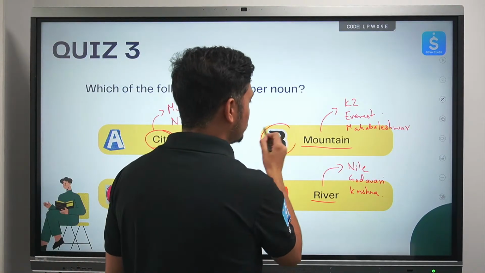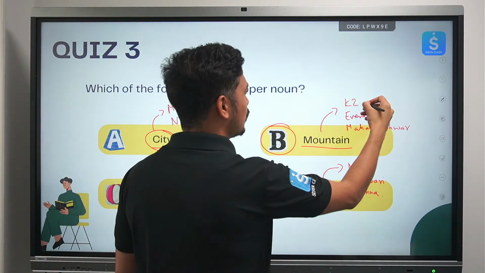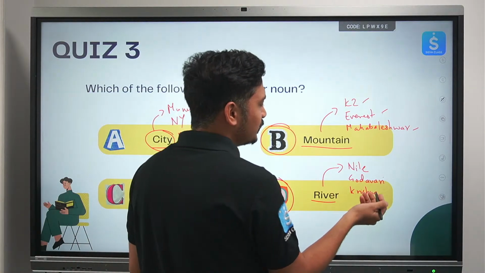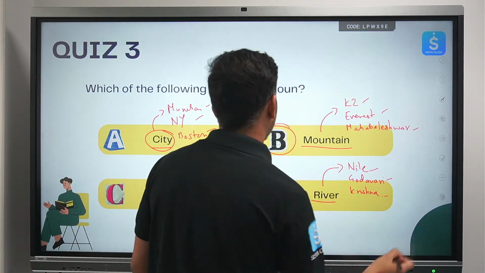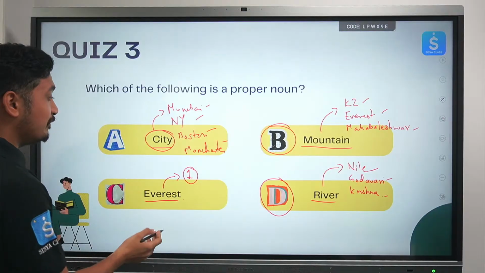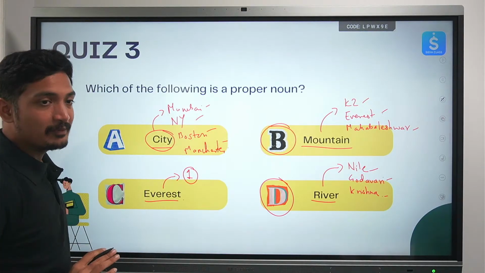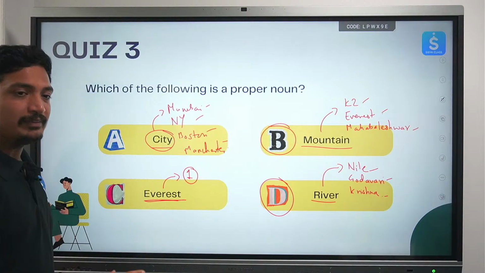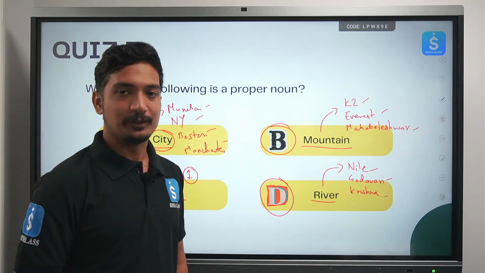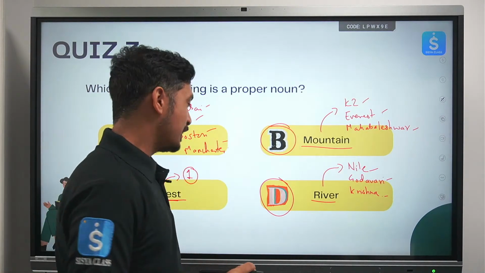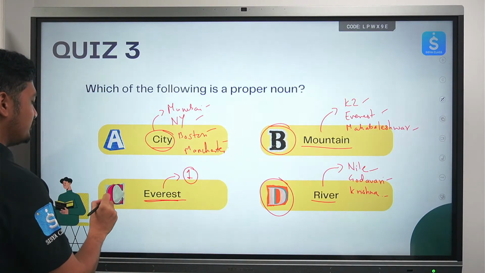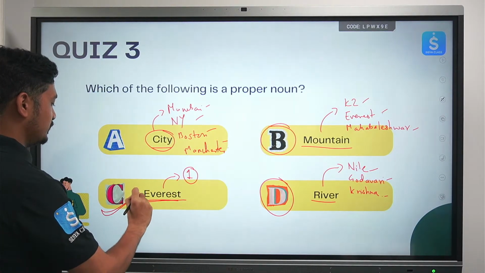When we talk about option B, that is also not specific. We can talk about any of these mountains. When you talk about option D, river is also not specific. It can be any of these things. But when you talk about Everest, there is no other thing that we are talking about. It's very specific, and we know that Mount Everest is only one in this world, right? And therefore, here we are very specific to one thing, and therefore this becomes our correct answer, option C.